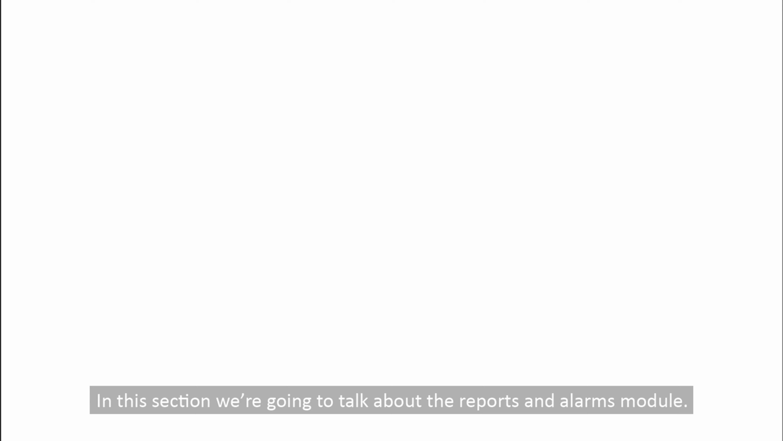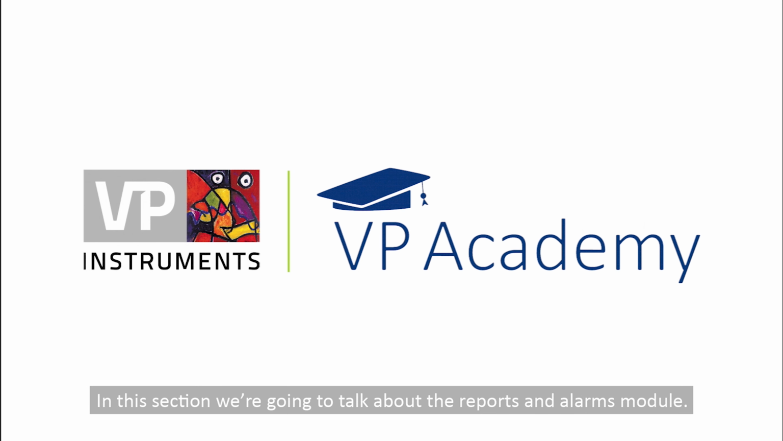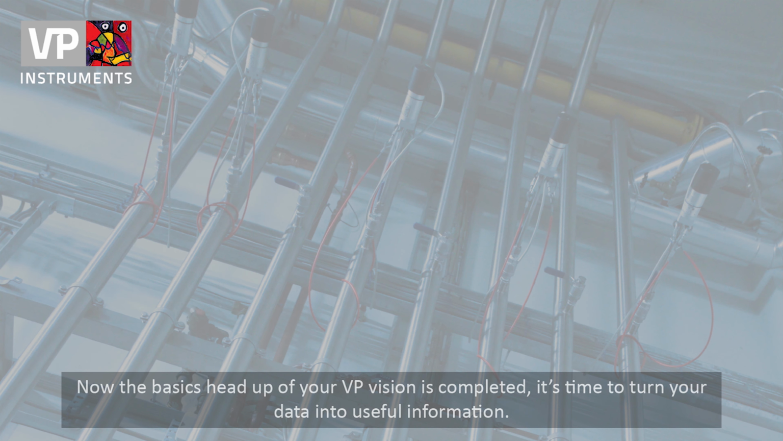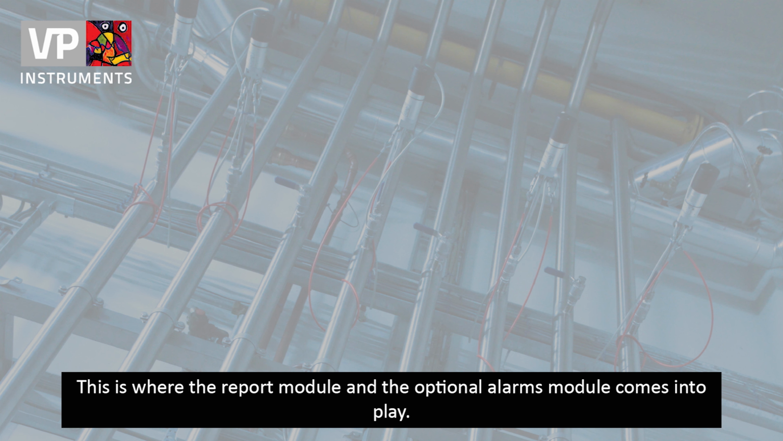In this section we're going to talk about the Reports and Alarms module. Now that the basic setup of your VPVision is completed, it's time to turn your data into useful information. This is where the Report module and the optional Alarms module come into play.